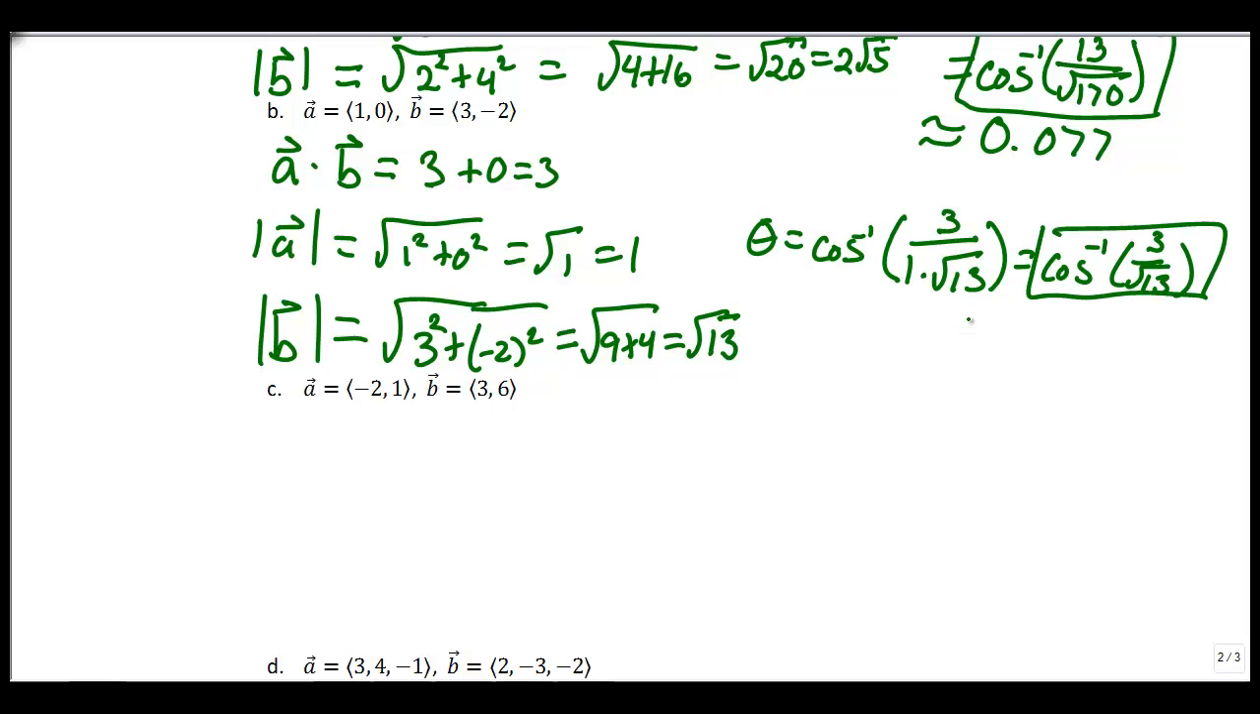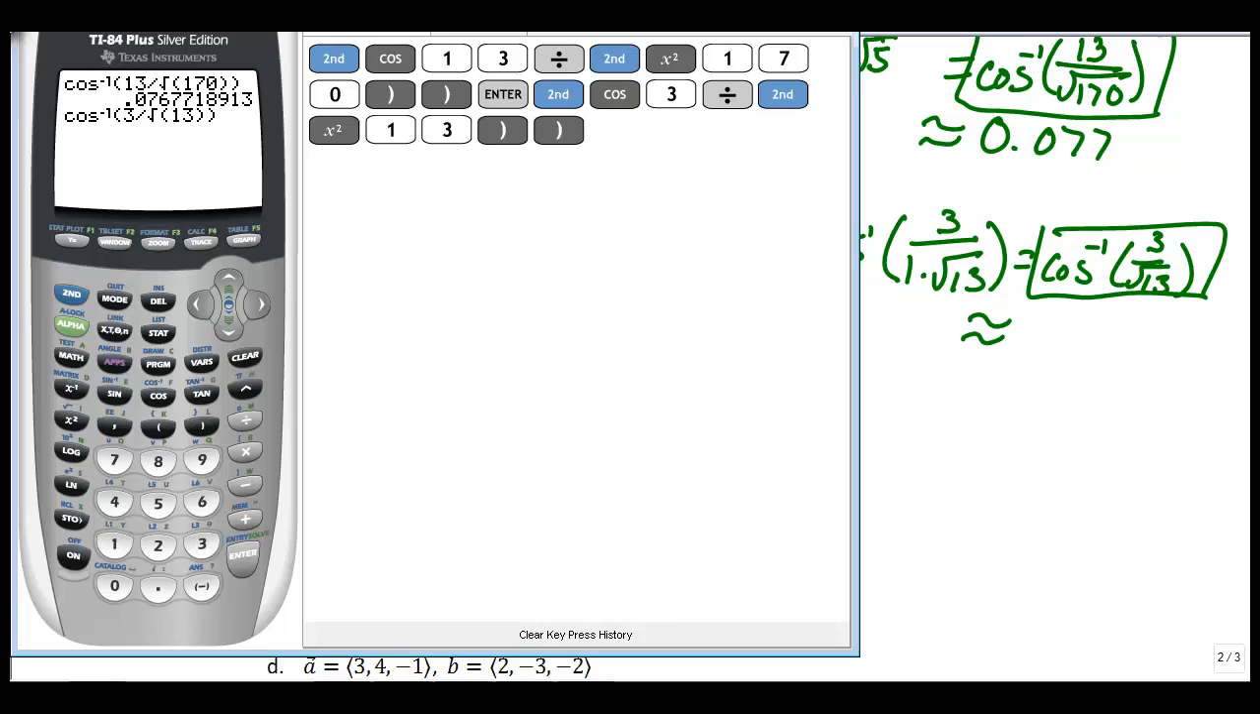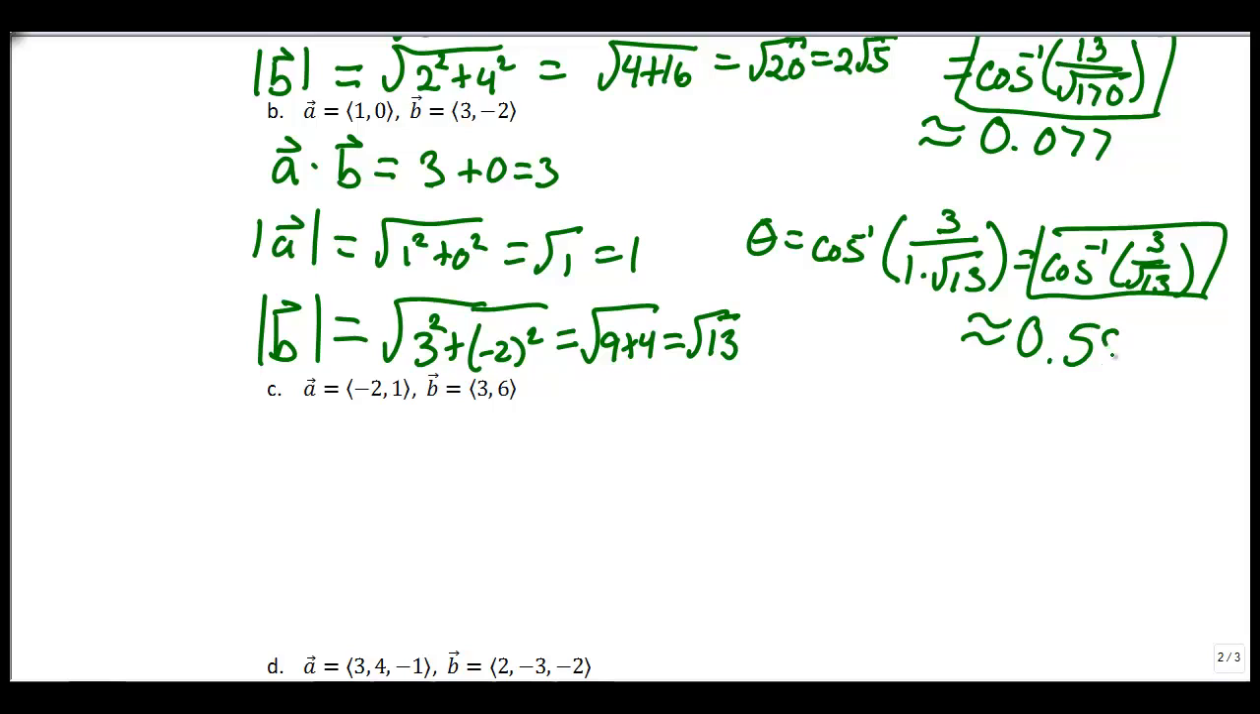So that's your answer. If you want an approximate answer, I don't really have any idea what inverse cosine of 3 over square root of 13 is. We could go calculate that. So I could do a second inverse cosine 3 divided by square root of 13, close the square root, close the inverse cosine, and I get 0.588, something like that, as an approximation. You could figure out if that really makes sense or not.